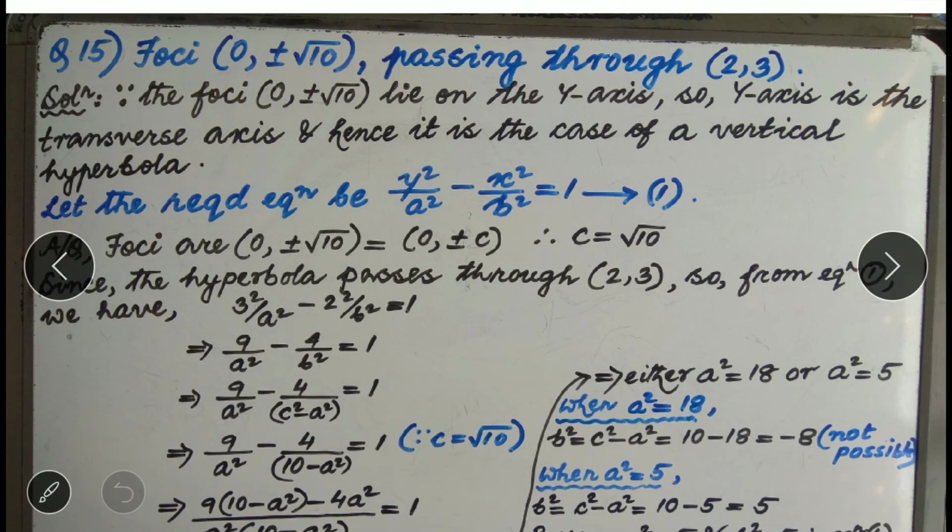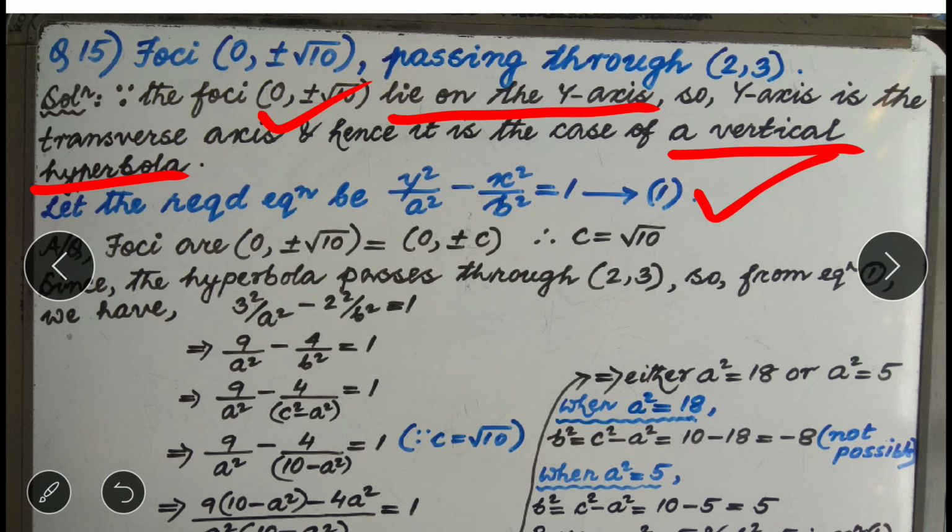Now, since the foci lie on the y-axis, we understand that it will be a vertical hyperbola. Accordingly, we take the standard equation to be y square by a square minus x square by b square equals to 1. Give it equation number 1, leave it. Now, we come back to the question. Foci 0, plus minus root 10, which can be compared with 0, plus minus c. Hence, we get the value of c, root 10. So, value of c calculated.